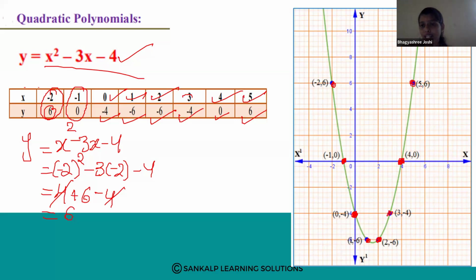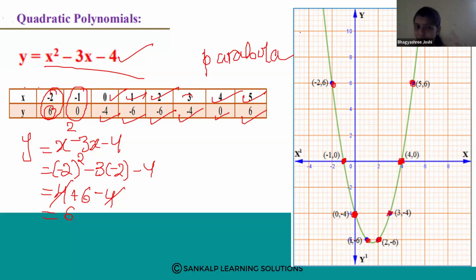Then when you join these points, which shape will you get? It is a U shape. Which shape is this? It is a U shape. So for a quadratic polynomial, it is a U shape. U shape means it is called a parabola. Remember, it is a parabola. So a quadratic polynomial has a parabola shaped graph.